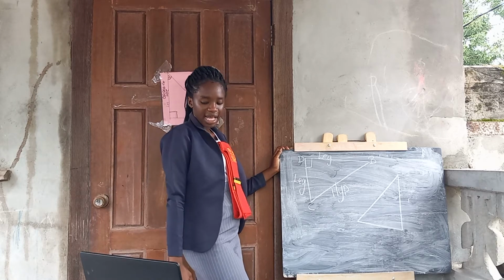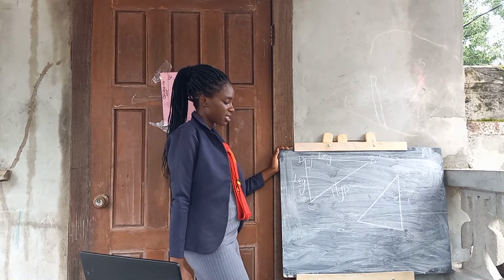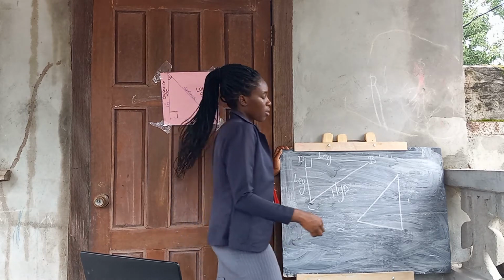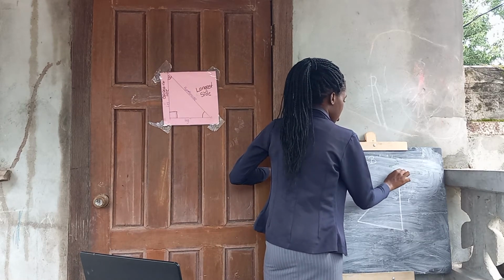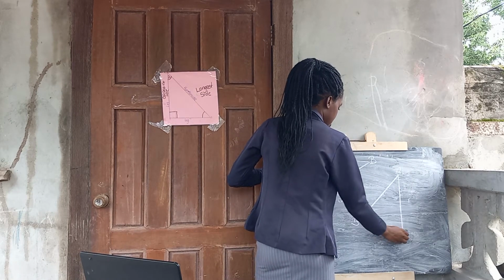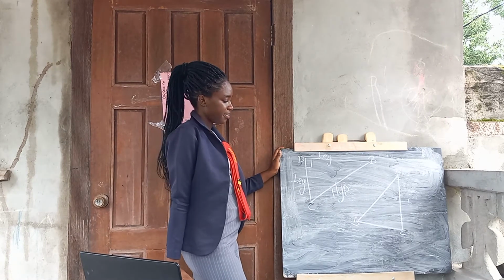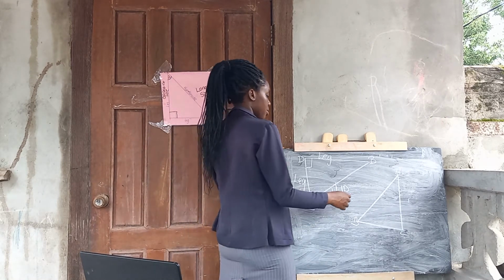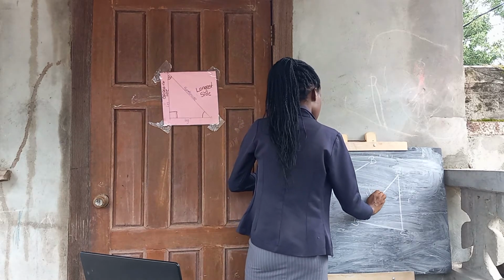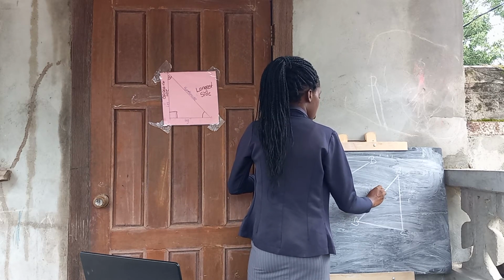Where is going to be the hypotenuse since you don't see that little square? A, B, C. Yes, Aki. AB, right? So AB is going to be the hypotenuse.